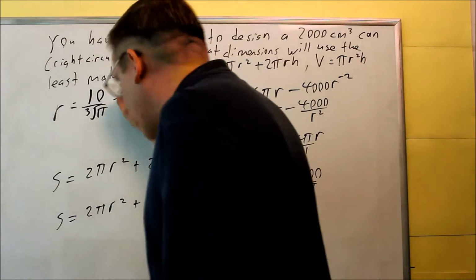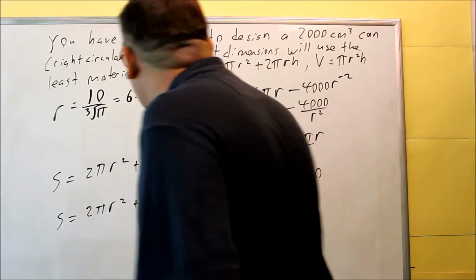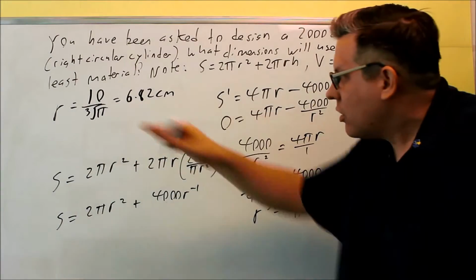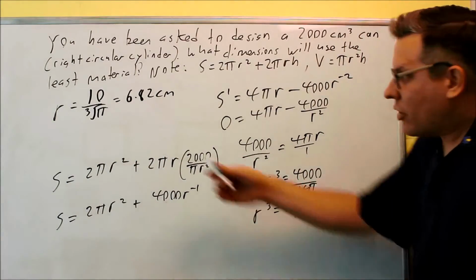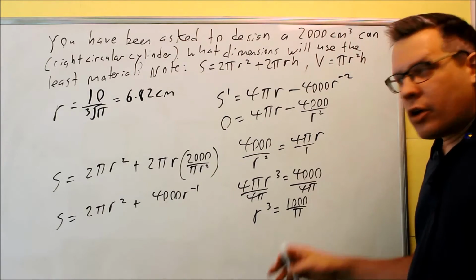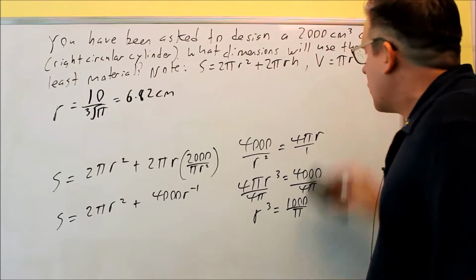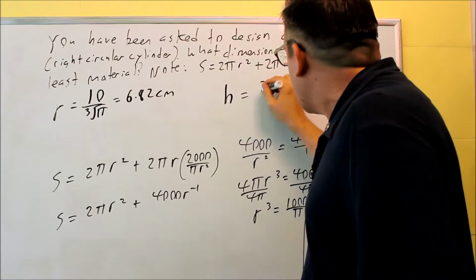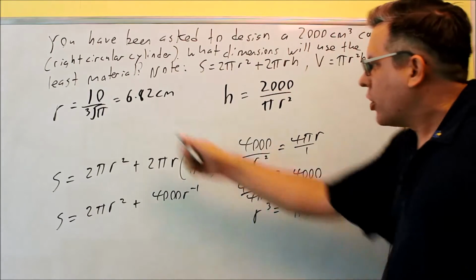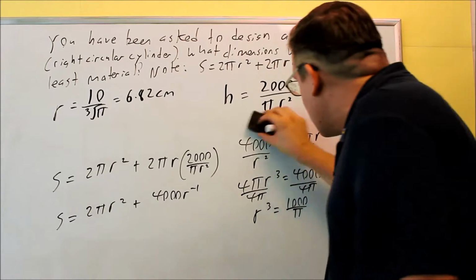And if you wanted to get a decimal for it, you could, and that's going to be 6.82 centimeters, or you can use the exact one. They may ask for the exact one if you do the homework online, so that's the exact answer there. Now, we want to know the r, and we want to know the h as well. So let's come over here and we'll solve for the h. H, remember, was 2,000 over pi r squared. We want to put the r into here. That way we'll find the h.